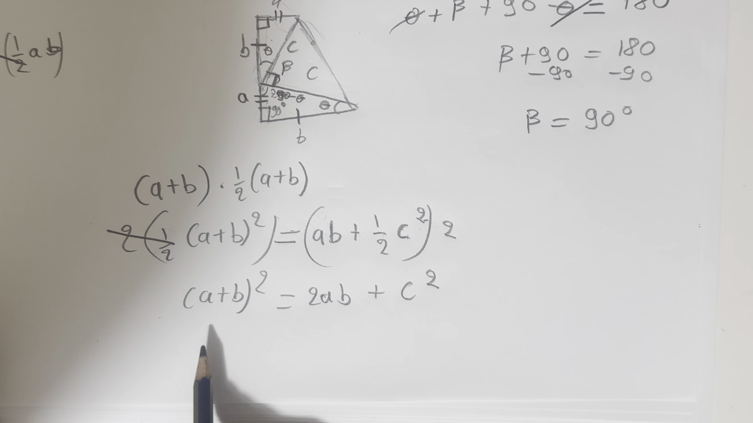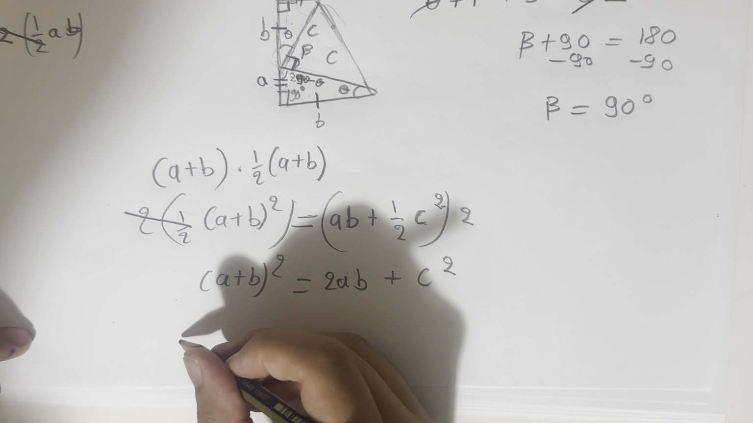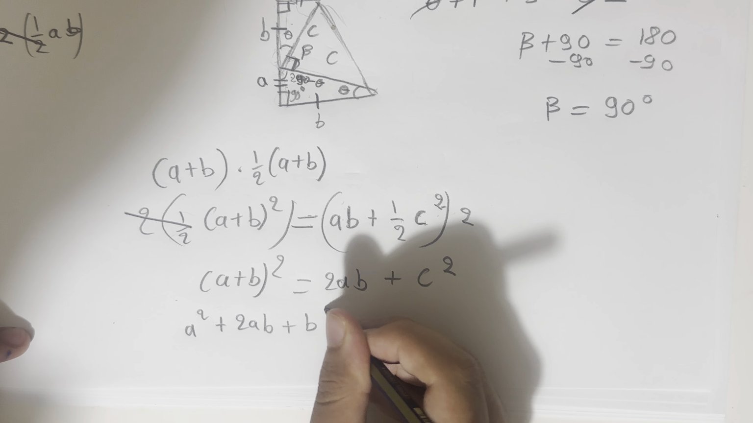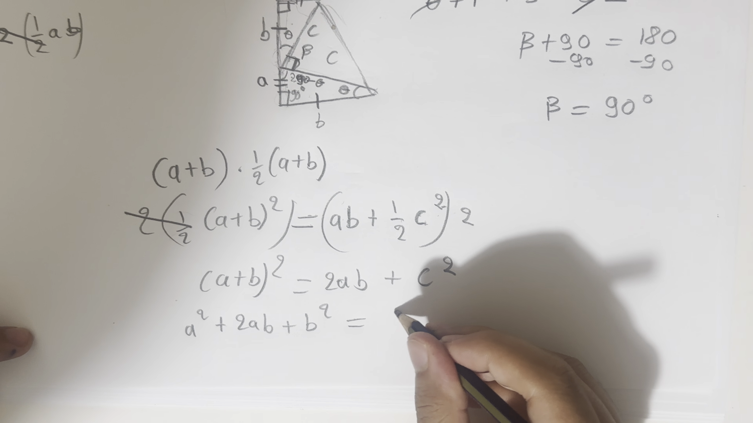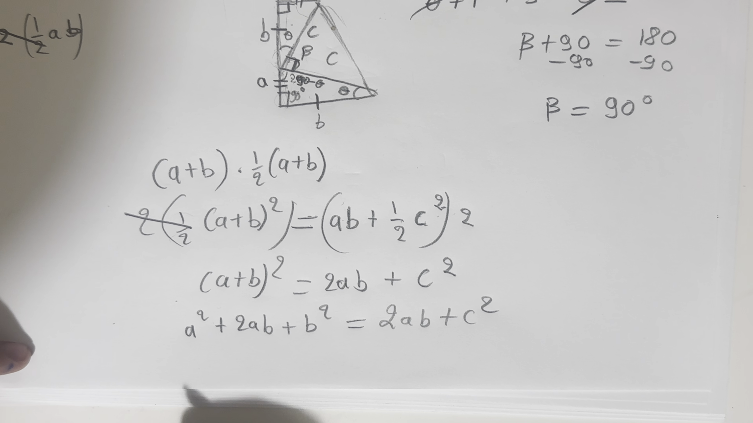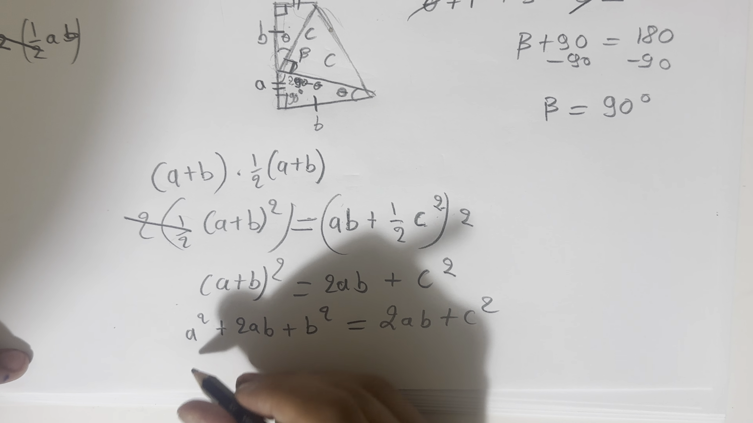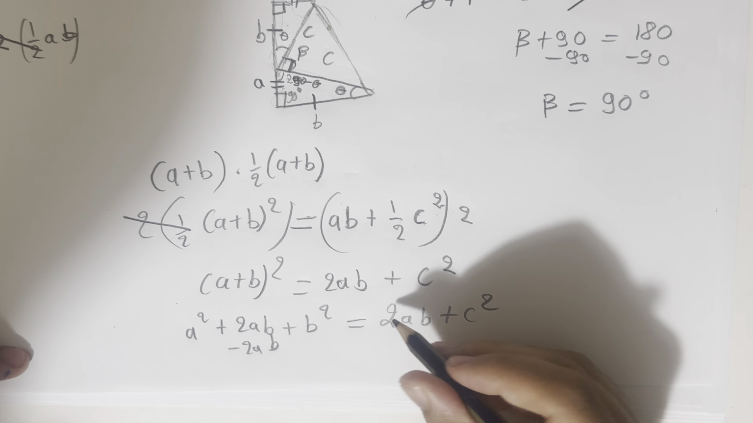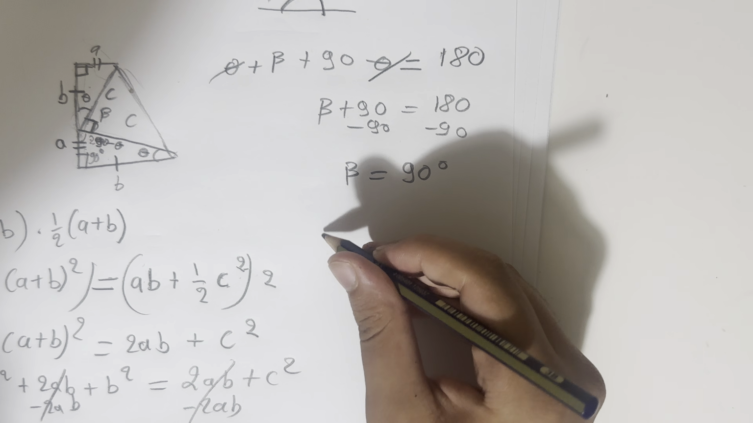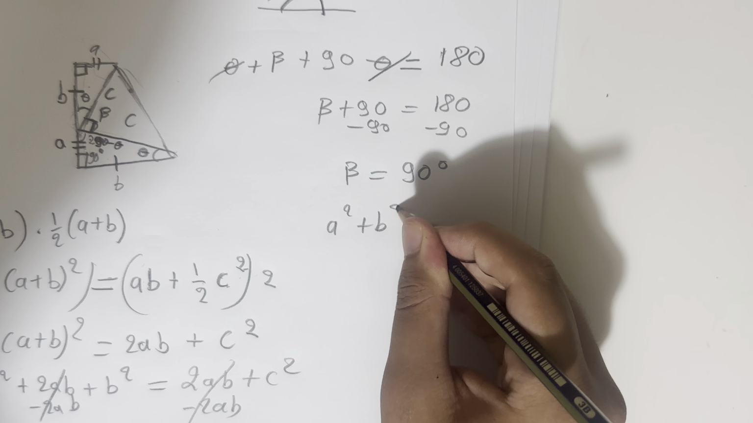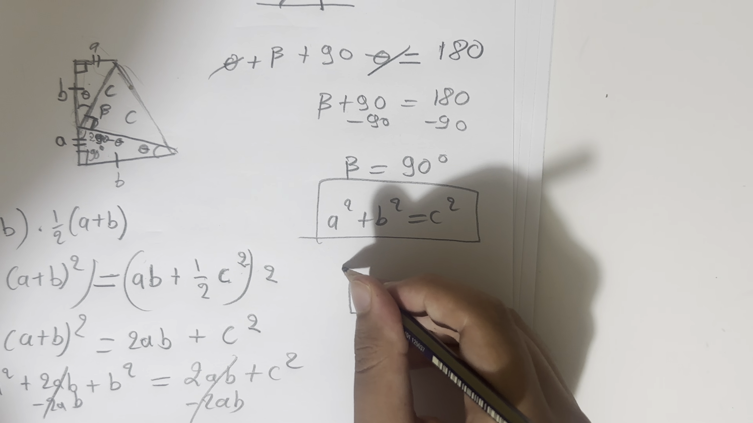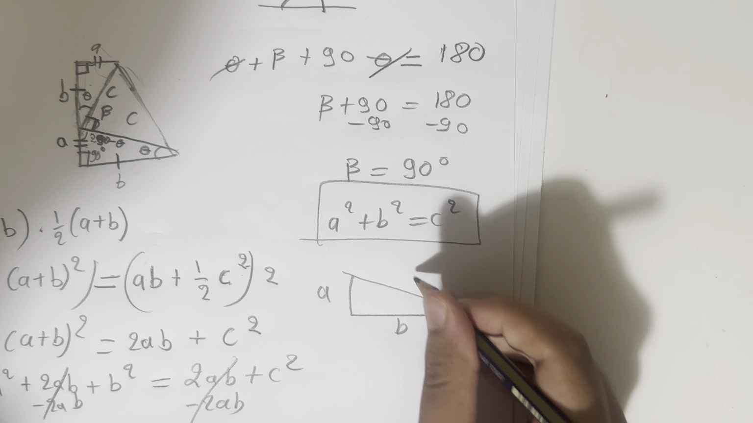Now I'm going to go ahead and expand this A plus B squared, which we know gives us A squared plus 2AB plus B squared. And that is equal to 2AB plus C squared. Now this is where you might start seeing the Pythagorean theorem if we subtract 2AB from both sides. We're then left with the famous formula A squared plus B squared is equal to C squared. So this is true for a right triangle with side lengths A and B and hypotenuse C.